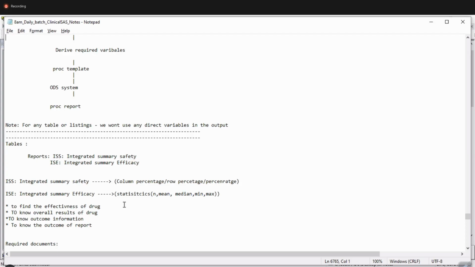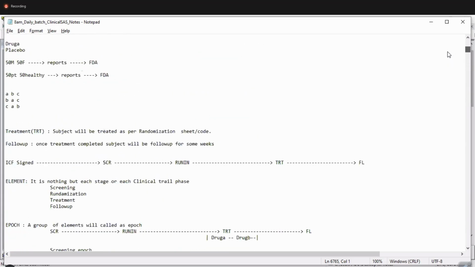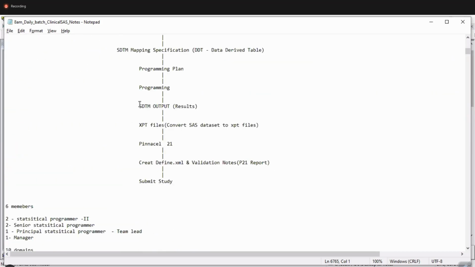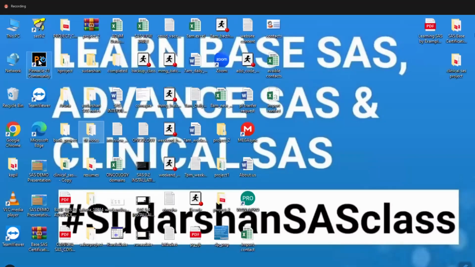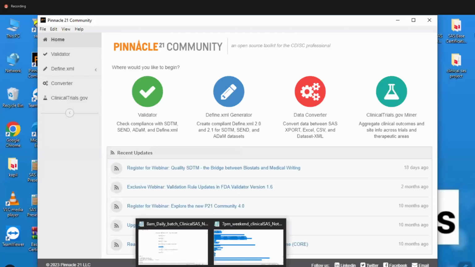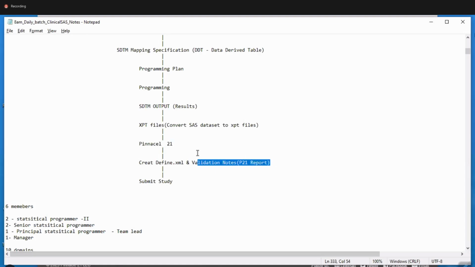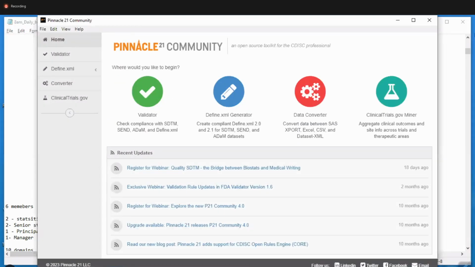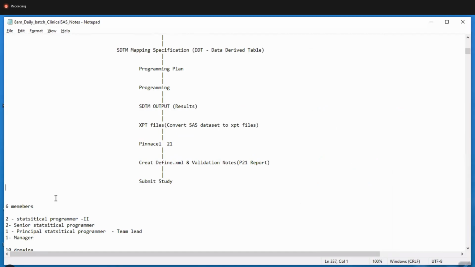So we have done almost everything. Actually, we left only P21. Do you remember, at the start of the class, I was explaining these things. After the datasets are ready, you have to generate XPT files. Again, P21: how to use the P21 report, the Pinnacle 21 tool. From the Pinnacle 21 tool, how to generate the P21 reports and how to generate the define XML. This was pending. Clear? So this alone I'll explain tomorrow. Then tomorrow we'll wrap everything up.